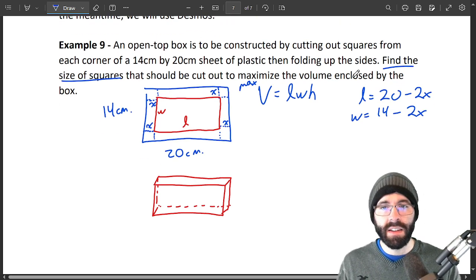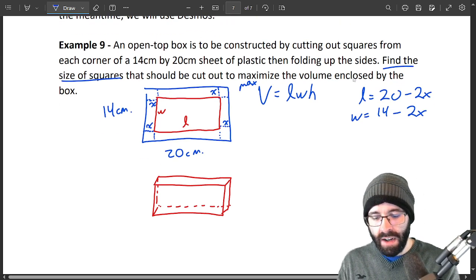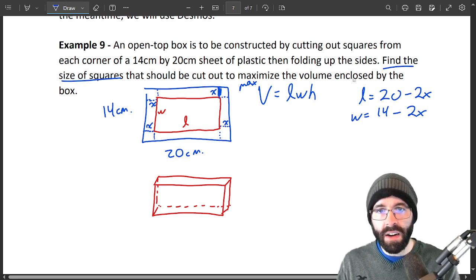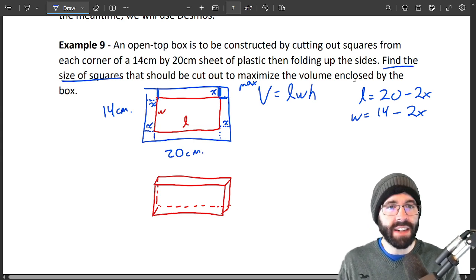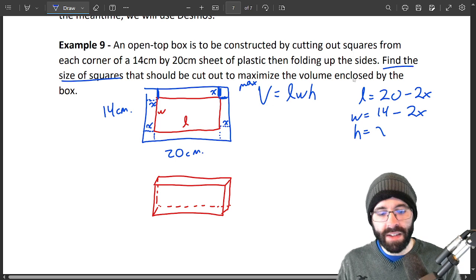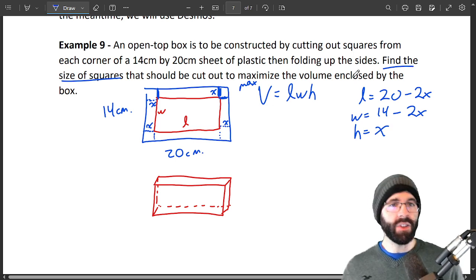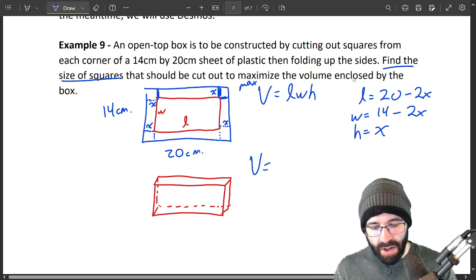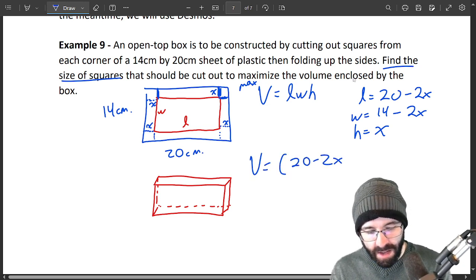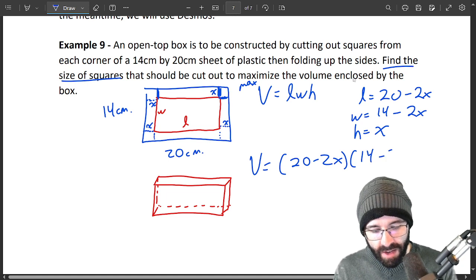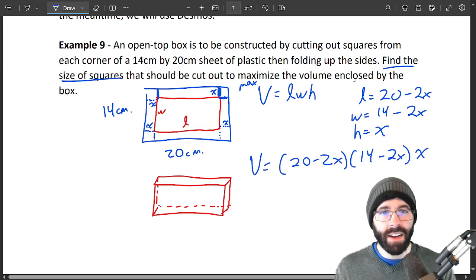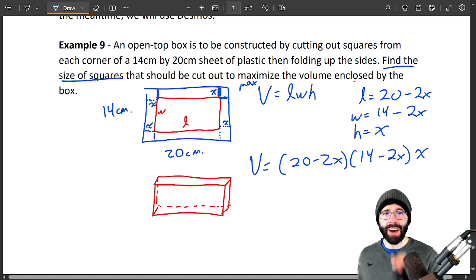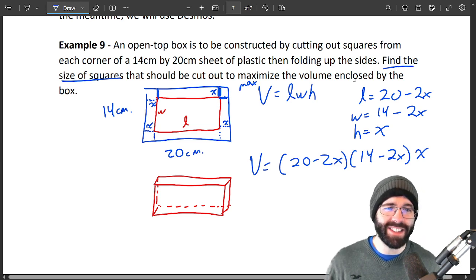What's the height? When we fold it up, the height of the box is going to be this guy right here, this guy right here, this guy right here. These are all the heights of the box. How big is that? It's x. So our volume is length times width times height. Hey, that looks like a polynomial. What a coincidence.